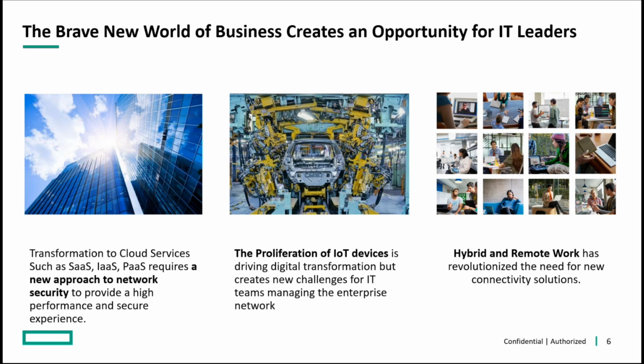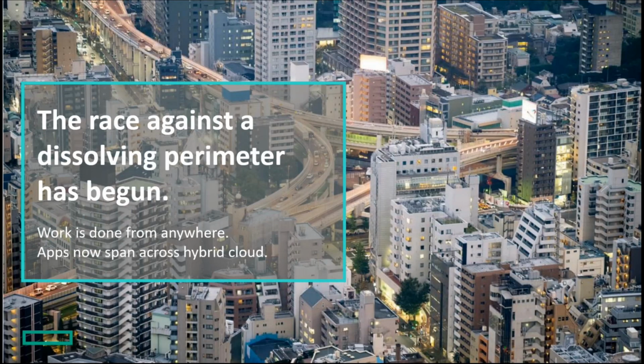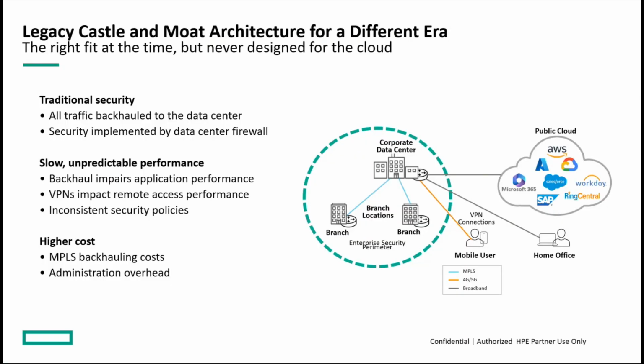And with that, the race against the dissolving perimeter has begun. So as we've moved into these new technologies, adopting different cloud resources, adopting new IoT sensors and devices, and a new working strategy for our users, we need to evolve how we're connecting and how we're maintaining all of these users and data.